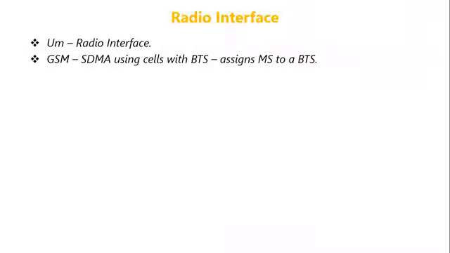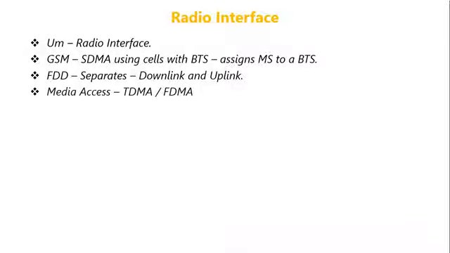Frequency division duplexing, FDD, is used to separate downlink and uplink communication. Media access, that is, the wireless medium, can be accessed either through TDMA or through a combination of TDMA and FDMA.